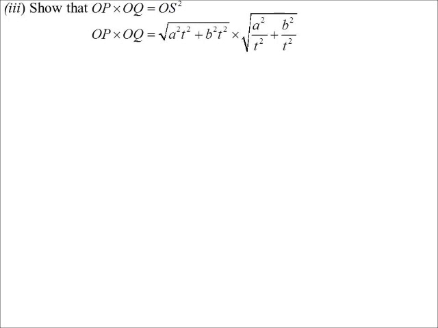This is probably looking a familiar sort of question by now with all the different geometrical ones we've been doing. Show that OP times OQ is OS squared. All right. OP times OQ, I've just used the distance formula. It's nice when they make it join up to the origin. So we get the square root of a squared t squared plus b squared t squared for OP, and a squared on t squared plus b squared on t squared for OQ. We have a common factor of t squared, which I can take out, so the first becomes t, and in the second one 1 on t, so obviously they will cancel.